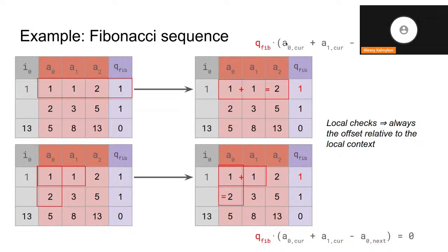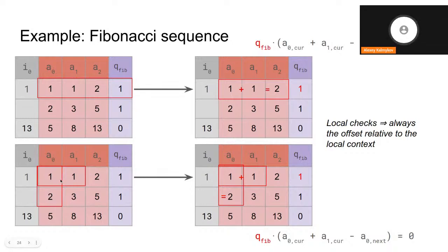So again, in the Plonkish equation, we have QFib multiplied by A0 current plus A1 current minus A2 current, and that should equal 0. This constraint makes sure that the calculation on a row is performed correctly. Obviously, we need to have more local constraints. Because each next row starts with the same number, the sum of the two values on a row must also equal the first value on the next row.